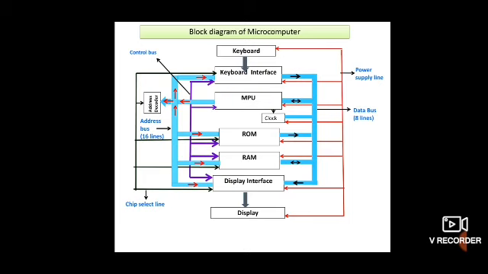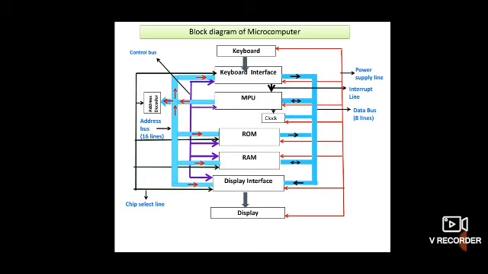Now see one more thing here, interrupt. This is the interrupt line. What is the meaning of this interrupt line? First, what is the meaning of interrupt? Interrupt means to break the sequence. This is the basic meaning of interrupt. Now what is the function of this interrupt line? See, between keyboard and MPU, which chip is allocated? Keyboard interface.